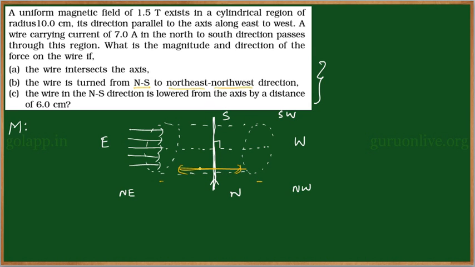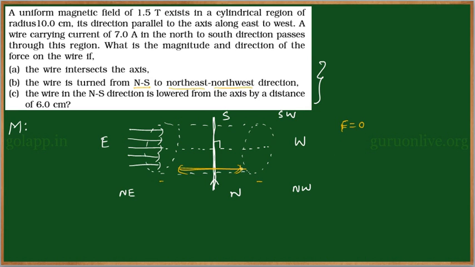In the question it is described as northeast and northwest. If it is northeast-northwest, it looks like this. At this position the force experienced by the conductor will become 0, because the current is flowing in the direction of the magnetic field, so no force will be experienced by that conductor.